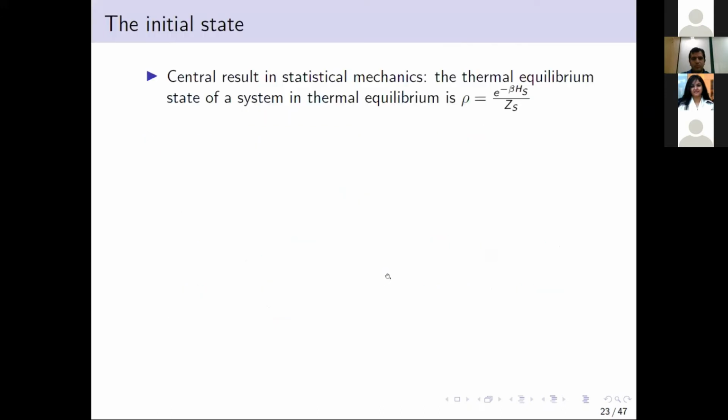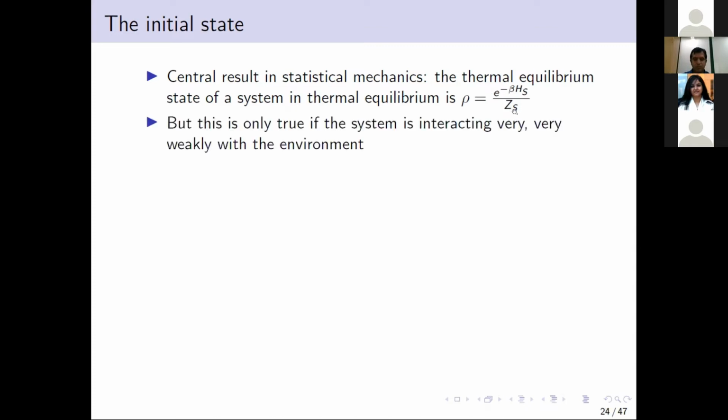Let me go into slightly more detail about this assumption, because that's the central thing in this talk. The central result in statistical mechanics is the following: the thermal equilibrium state of a system in thermal equilibrium is this. If you are confused by this, this is essentially just the Boltzmann distribution. You have a system with a given Hamiltonian H_S, and the equilibrium density matrix is just given by the exponential of that. This Z_S is just the partition function, the normalization of this exponential.